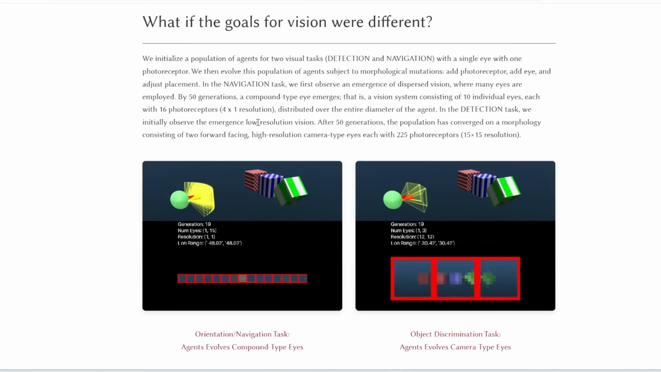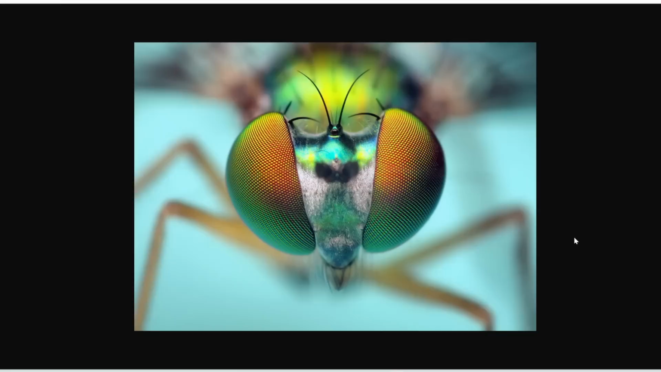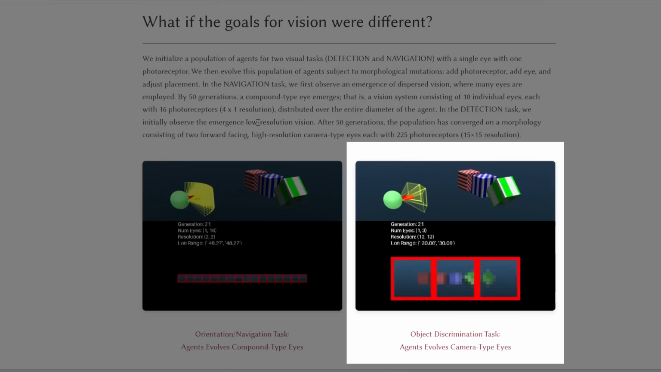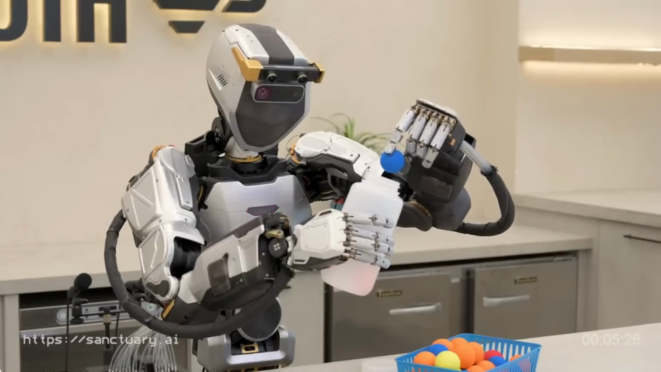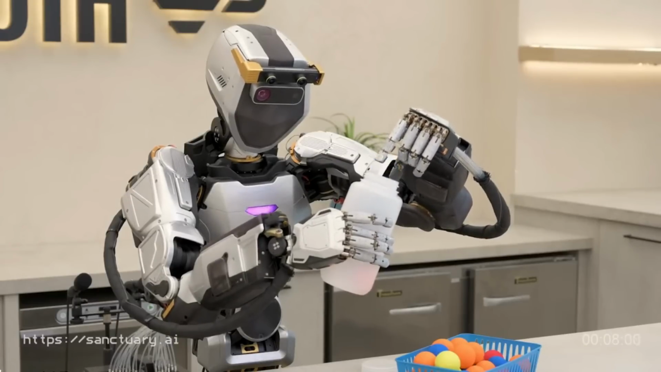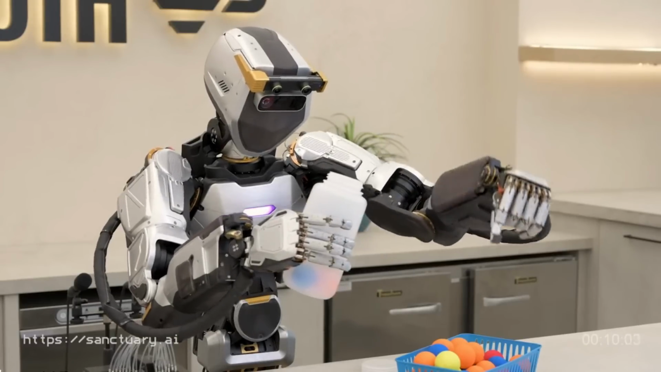So they found that there's a trade-off, right? If the creature's main goal is to navigate and explore different environments, then it's going to develop these compound type eyes. But this is not good for precision. This is not good for like hunting down or distinguishing between different objects. In contrast, these high acuity camera-like eyes are great for that. It's great for distinguishing between different objects, but it's not going to be as good in navigation and exploration.